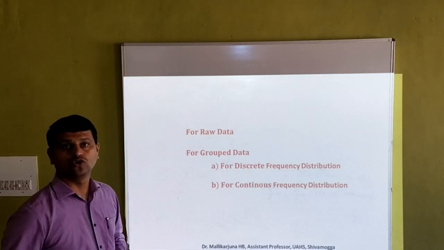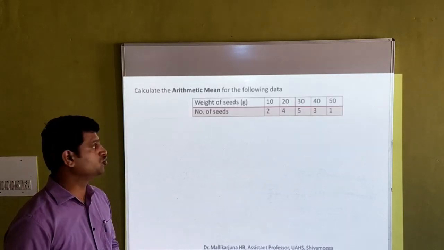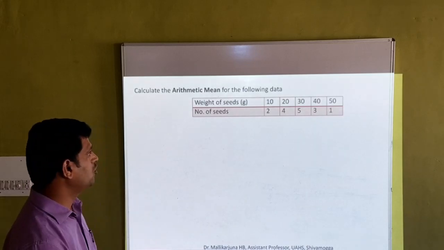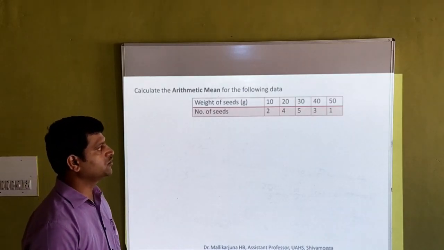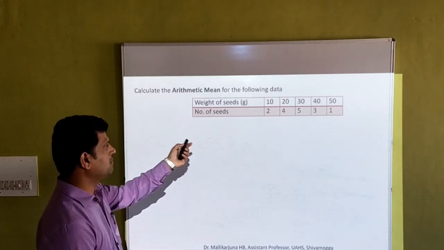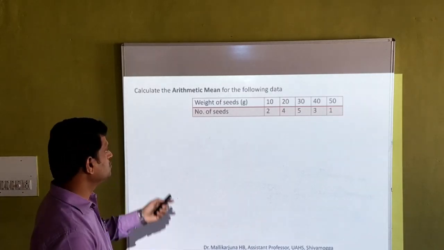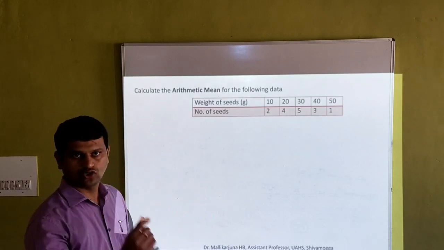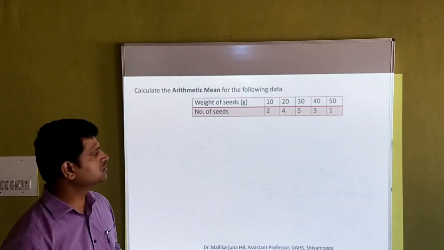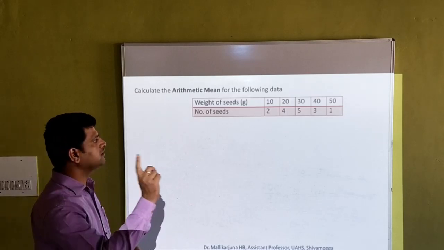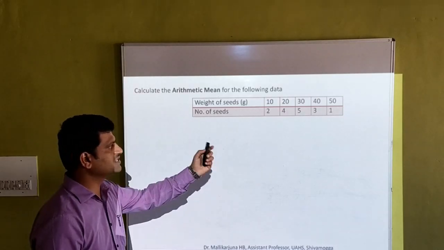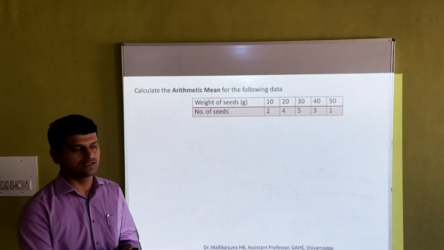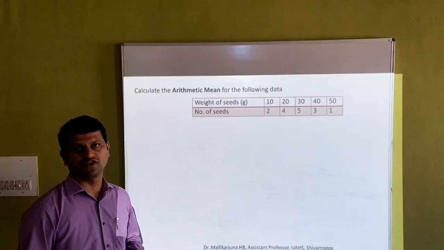Now come to discrete frequency distribution. Calculate the arithmetic mean for the following data. Weight of seats: 10, 20, 30, 40, 50. Number of seats: 2, 4, 5, 3, 1. So the weight is 10 grams and the number of seats is 2. That means here there are 2 seats having 10 grams, 4 seats having 20 grams, 5 seats having 30 grams, and like that, 1 seat having 50 grams.